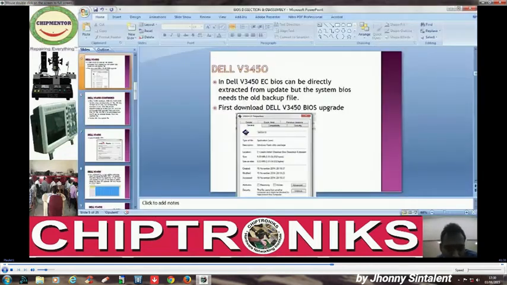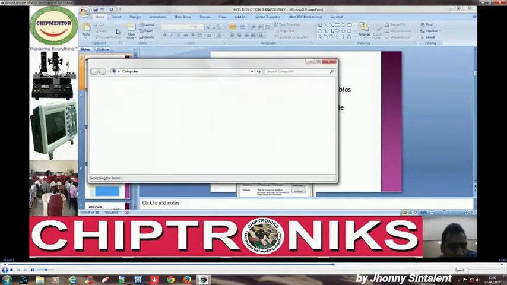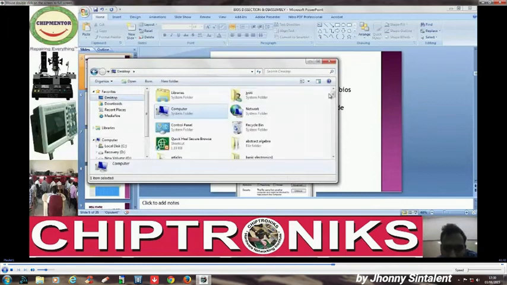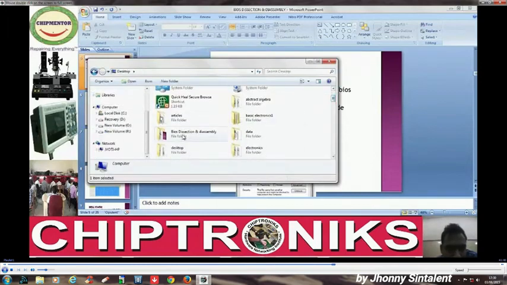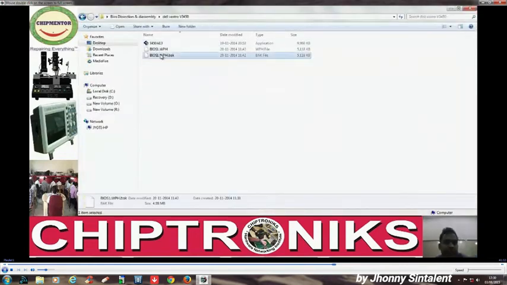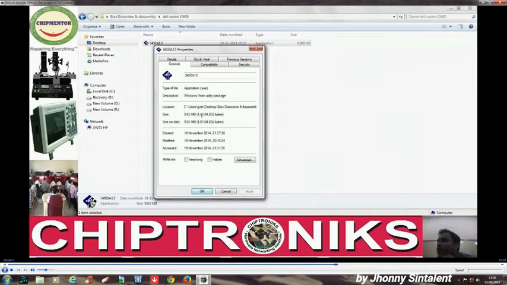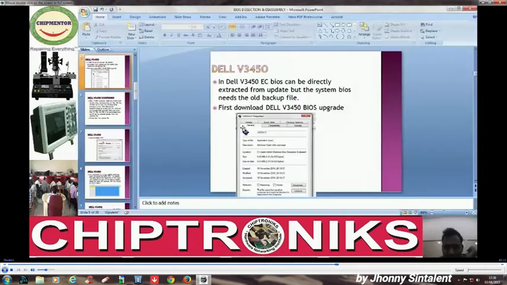All right. So let's check our folder. I'll go to my desktop and open my folder, BIOS dissection and disassembly. We'll go to 3450. Okay, here is our exe file. You can see in the properties 9.63 MB, quite horrible. We require just 4 plus 4, close to 5 MB, right? We just require close to 5 MB.